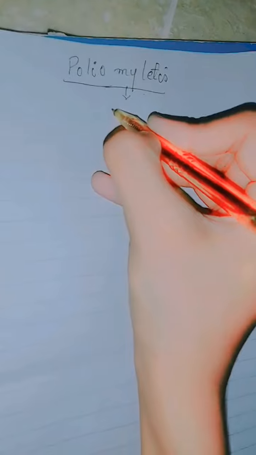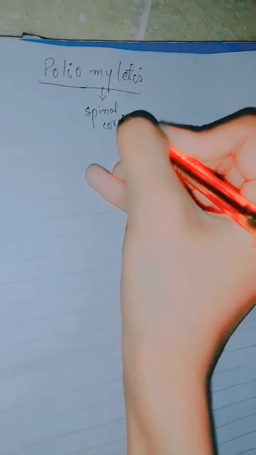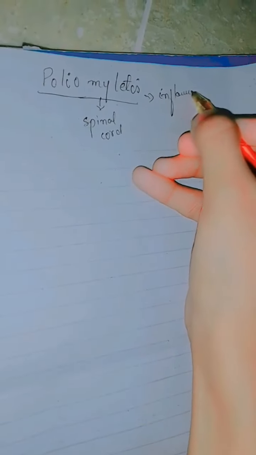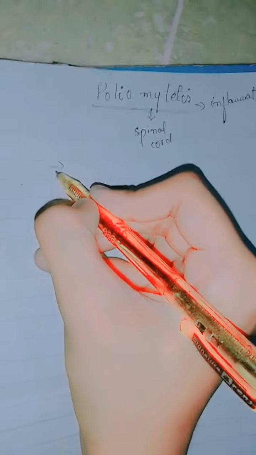So today we are going to discuss polio disease, poliomyelitis. Basically the word comes from "myelo", which means spinal cord, and "itis" means inflammation. And polio is a disease of the spinal cord, as we'll be discussing here.